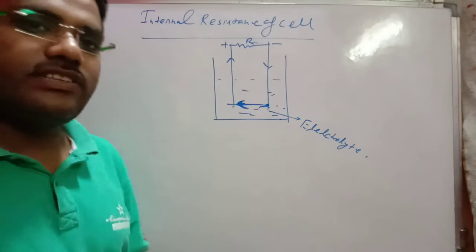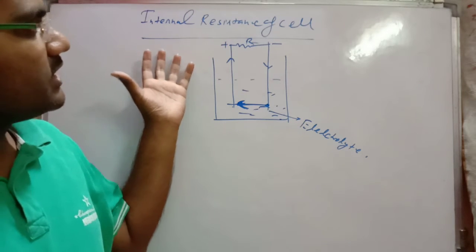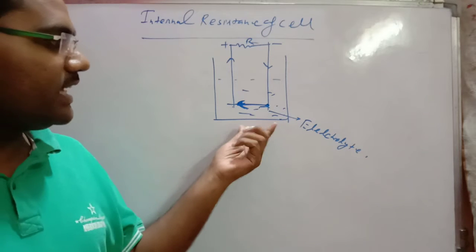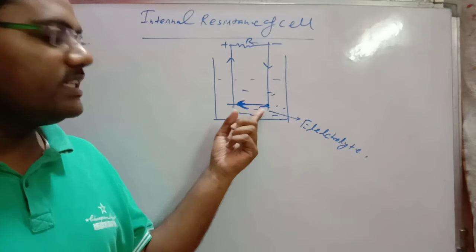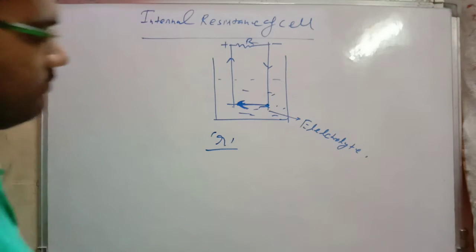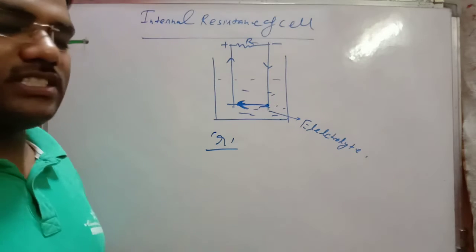Internal resistance is defined as the resistance offered by the electrolyte to the flow of current inside the cell. It is denoted by small r. Its SI unit is also ohm because it is a resistance.